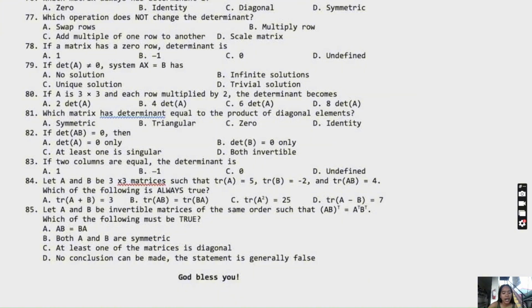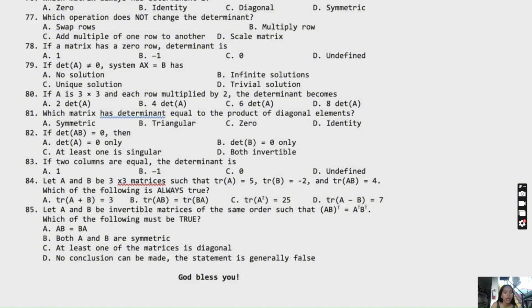So last, down to number 80. If A is 3 by 3 and each row is multiplied by 2, the determinant becomes letter D, which is 8 determinant A. Because if one row is multiplied by 2, the determinant is multiplied by 2. So if all three rows are multiplied by 2, then the determinant is multiplied by 2 times 2 times 2, which is 2 to the power of 3, that is positive 8. So the new determinant is 8. Therefore, the correct answer is letter D.